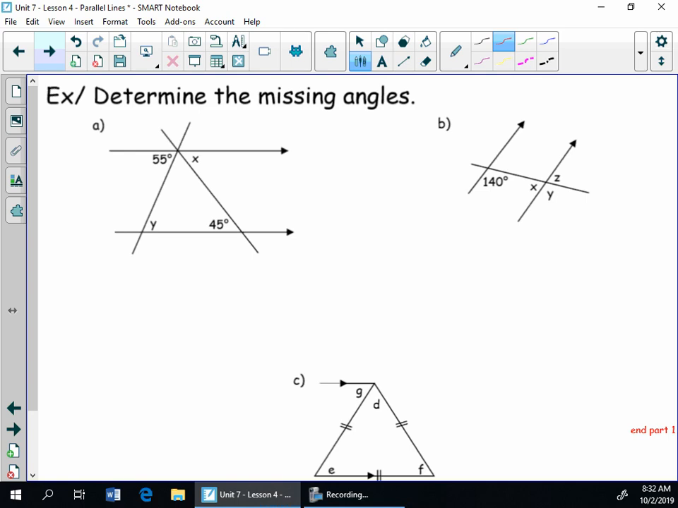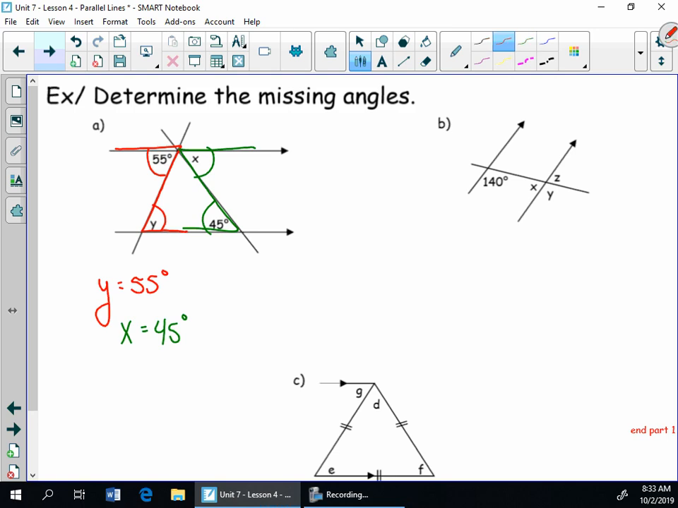Determine the missing angles. Okay, so we'll start with the obvious one. Here's a nice beautiful Z. Y has to be 55 because they're alternating. And the less obvious one, on the opposite side, there's also a Z. And it's a backward Z. X has to be 45. So we don't actually have to do any math in this one. We just have to see things. And that's often trickier than doing math.